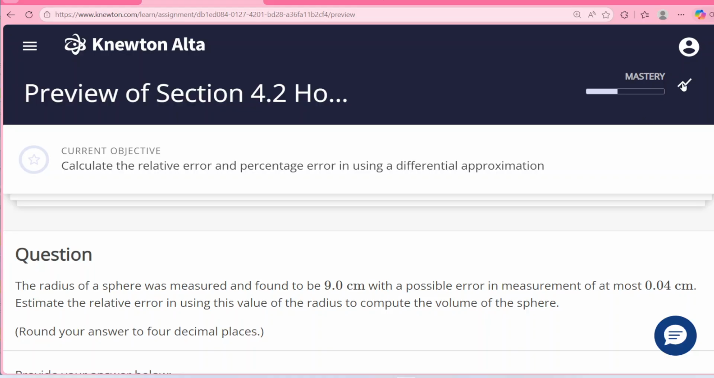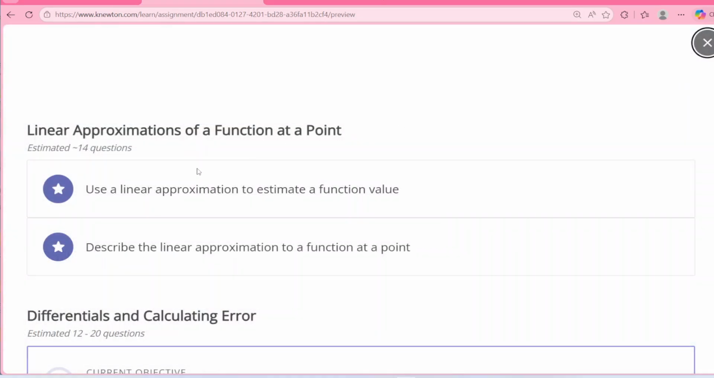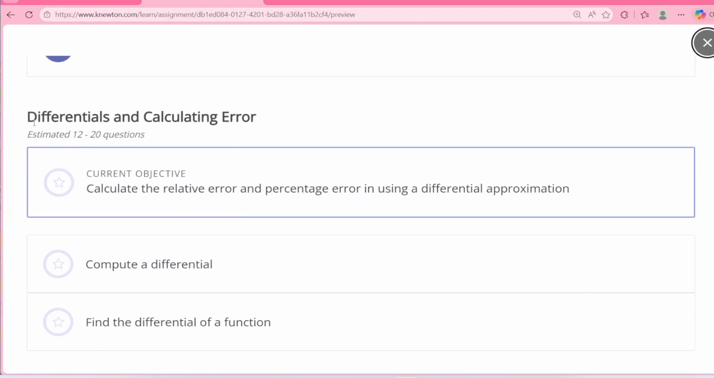So now we're done with the linear approximations of a function at a point objectives, and we're into the next part. Again, I'm going to go over another discussion first before I get into problems for differentials and calculating error, and talking about relative error, percent error, and all that.